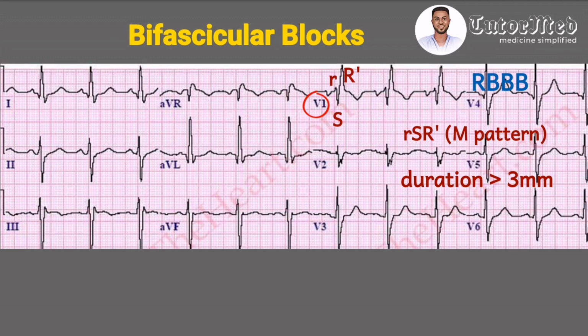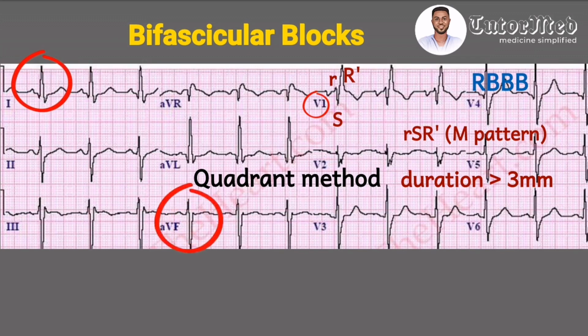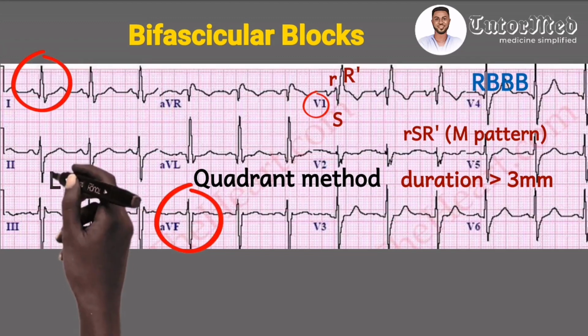Now, using the quadrant method, please remember we've treated how to check for axis, and it's in our second video, so please find the link in the video description below and watch it if you have still not understood how to check for the axis. Now, using the quadrant method, you see that the QRS complex is positive in lead 1, and then negative in lead AVF, and that is a left axis deviation.